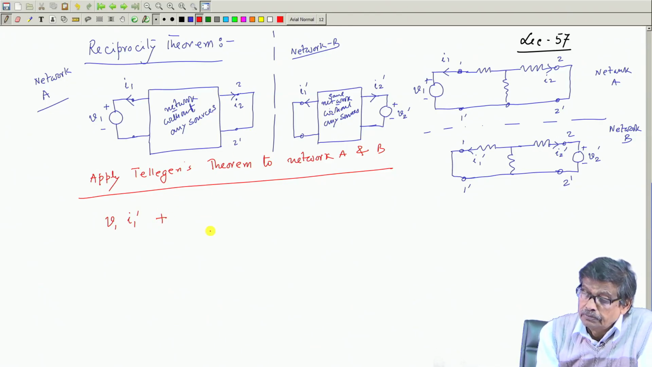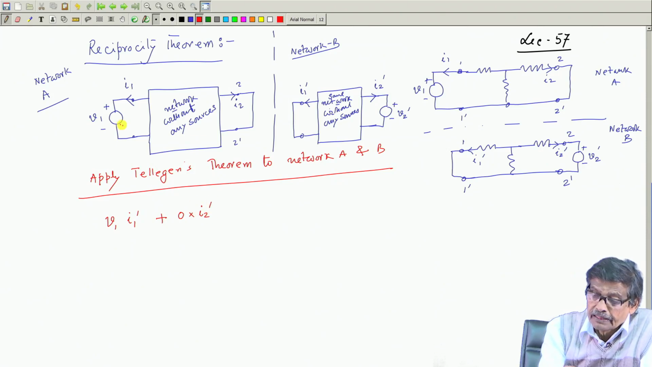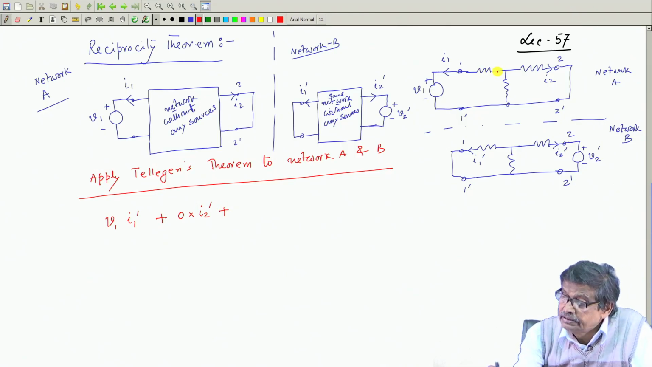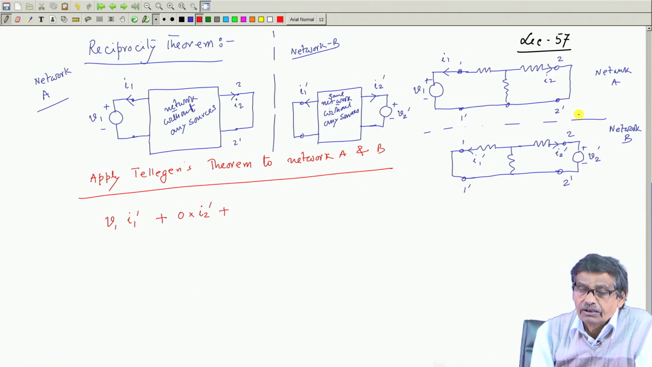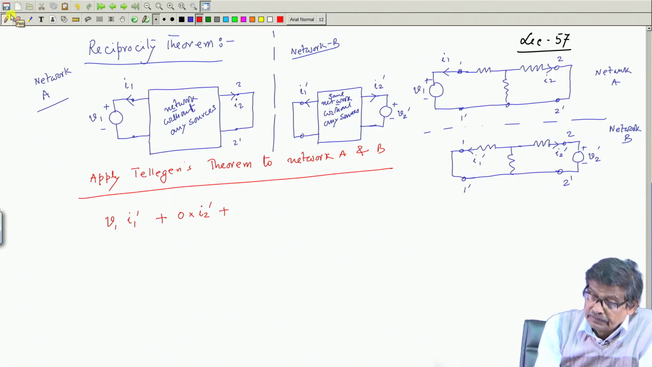It will be equal to, what is the voltage here? This voltage and the current of the other network I am multiplying. When these two are shorted, the voltage between these two is 0. So, 0 into I 2 dashed, plus voltage of this into this current, and so on. In all the elements I have to do this. So, this is considered one element here between these 2 points. So, that one I am going to write it like this.